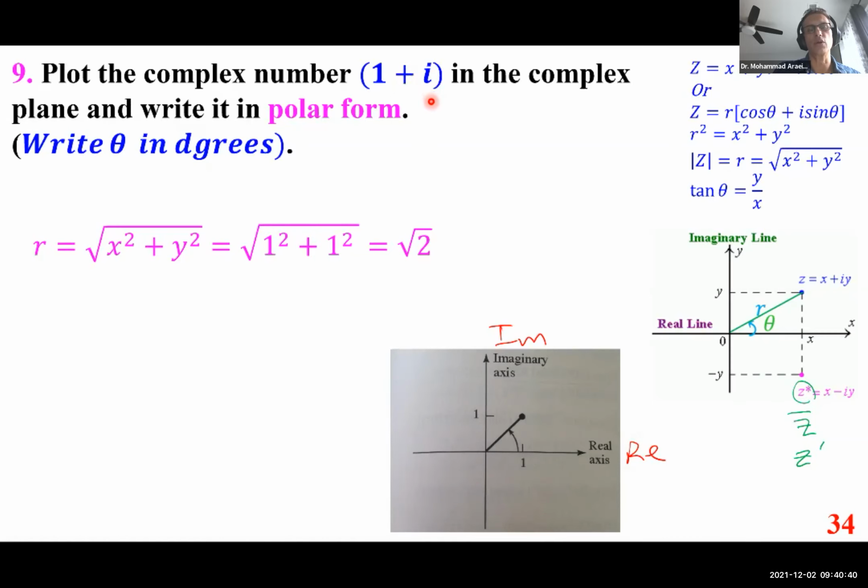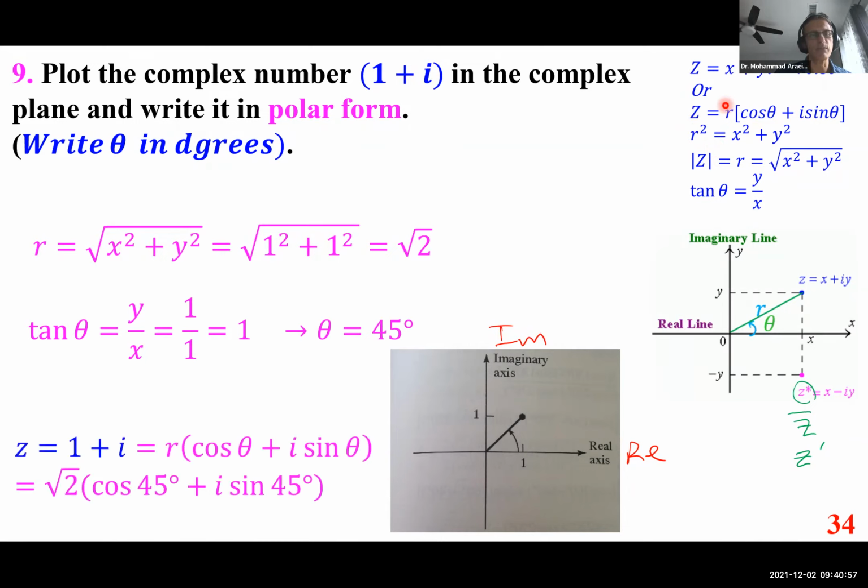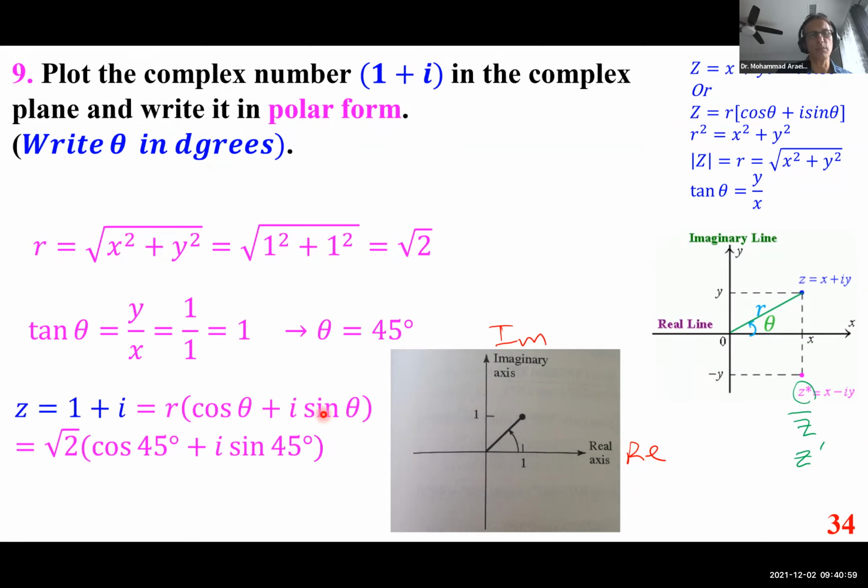So the value of y is also 1, giving us square root of 2. To find the angle, y over x is 1, giving us 45 degrees. And therefore, this can be written as R cis theta, where theta is 45 degrees. So R cosine theta plus i sine theta, where theta changes to 45 degrees.